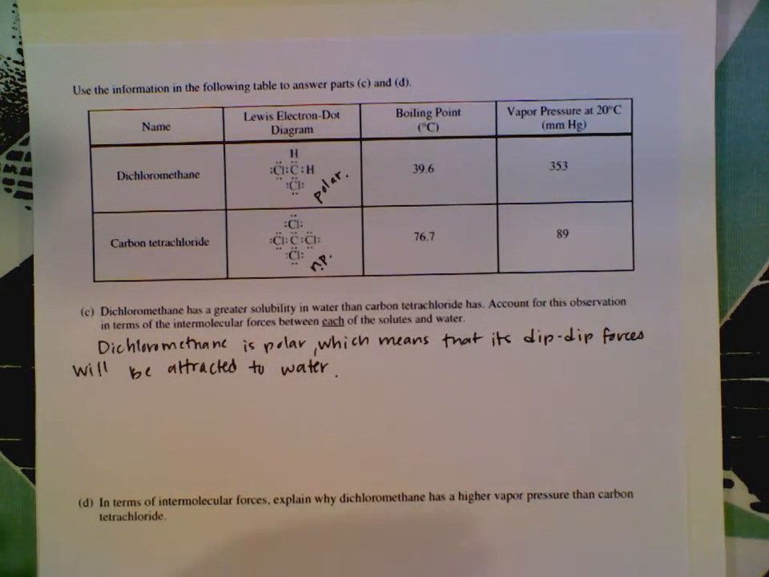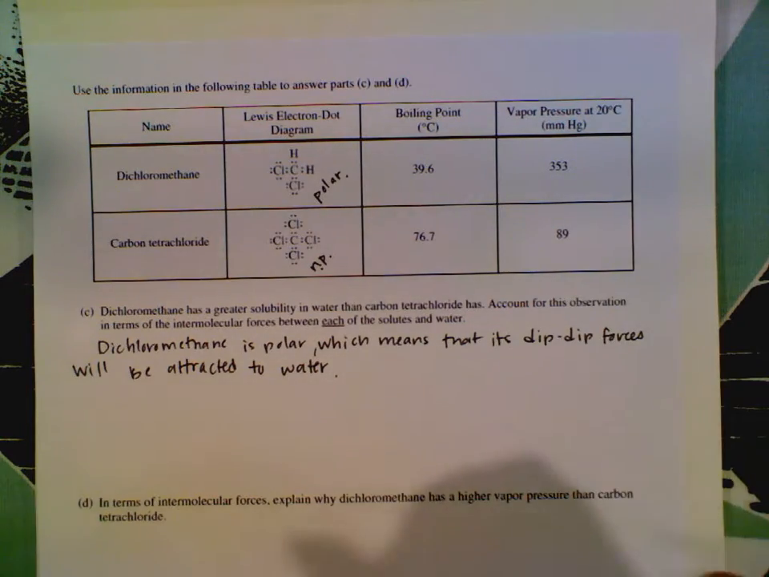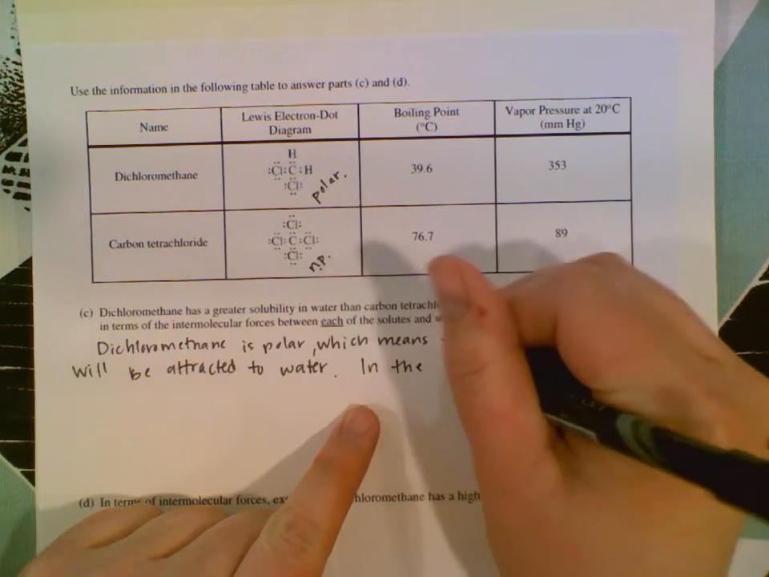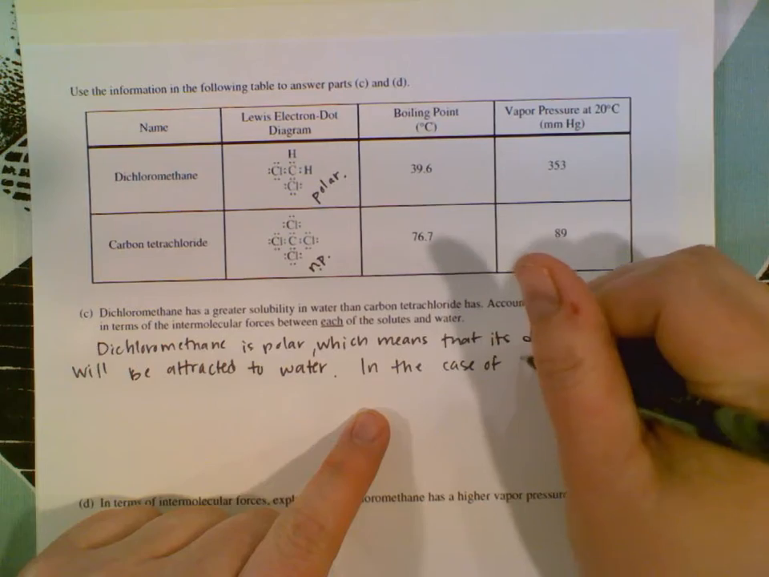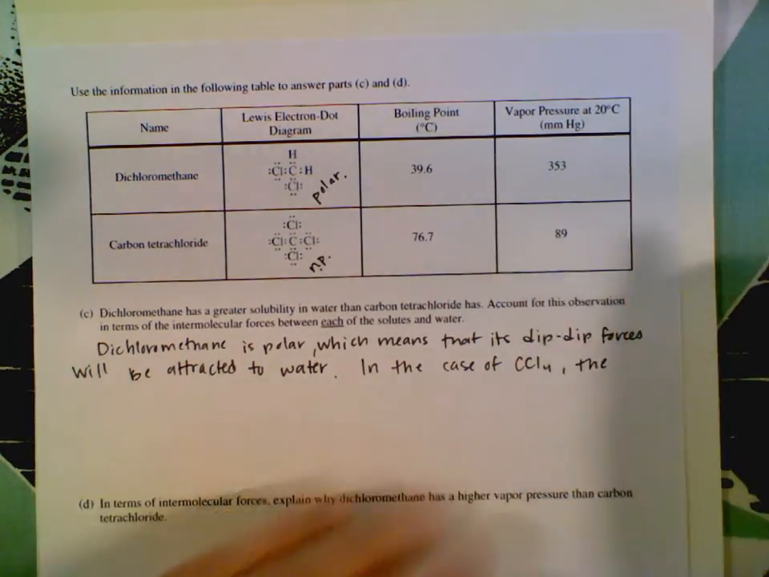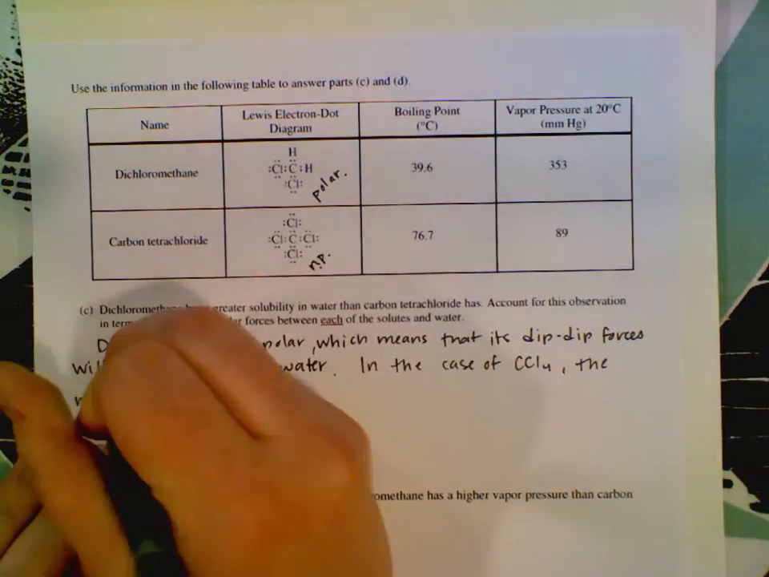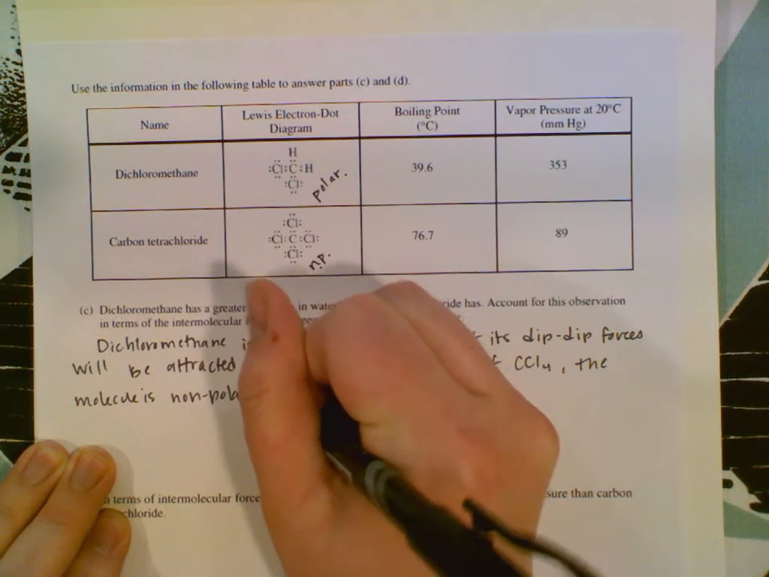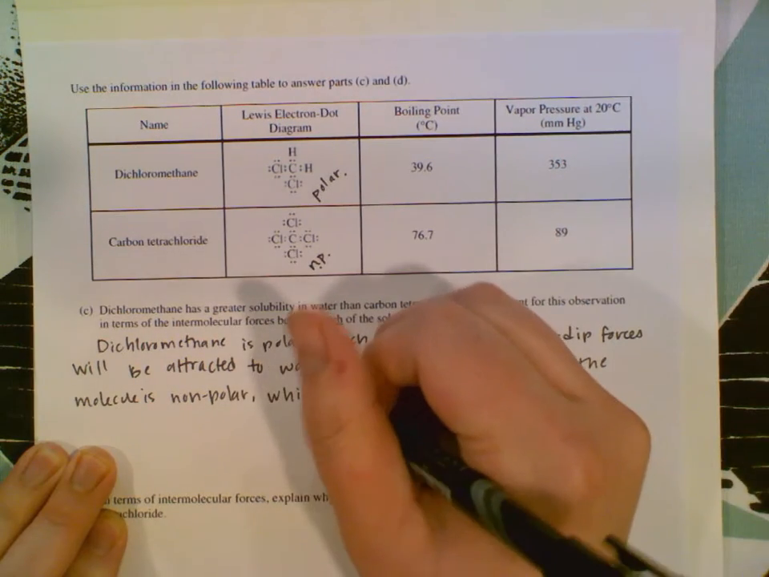Okay, so you're talking about how the dipole to dipole forces from the compound make it want to stick to water. In the case of carbon tetrachloride, you can be fancy with your words, or if you're in a hurry, you don't have to. So in the case of CCl4, the molecule is nonpolar, which means it's only London dispersion forces and water interacting with each other.